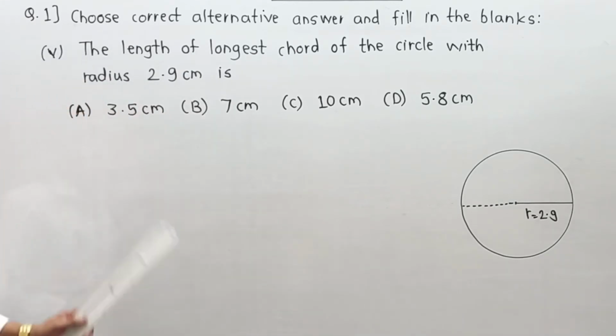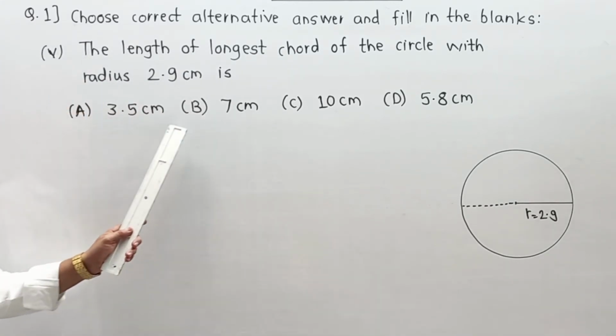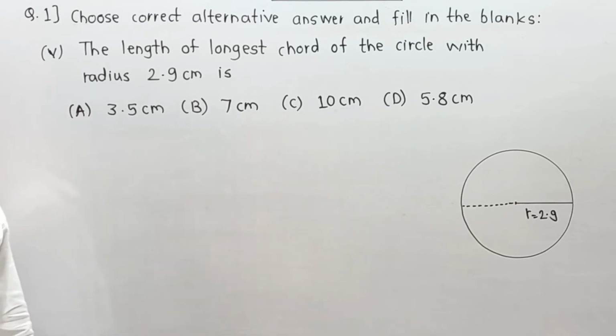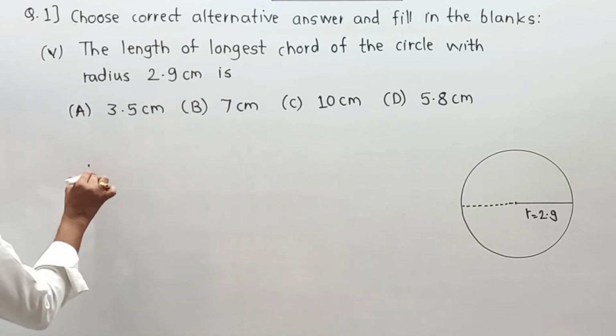So here they have given 4 options: A is 3.5 centimeter, B is 7 centimeter, C is 10 centimeter and D is 5.8 centimeter. So I am going to first do the calculation.